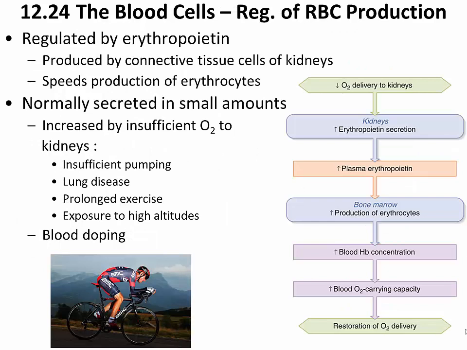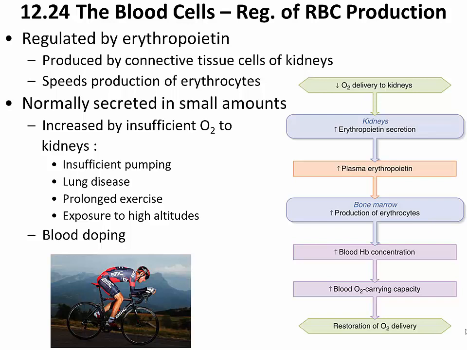The production of red blood cells is regulated by the hormone erythropoietin. Erythropoietin is produced by some connective tissue cells of the kidneys and moves to the bone marrow where it enhances the production of erythrocytes. Typically, erythropoietin is released in very small amounts, but increased amounts of erythropoietin are produced in response to insufficient oxygen delivery to the kidneys.